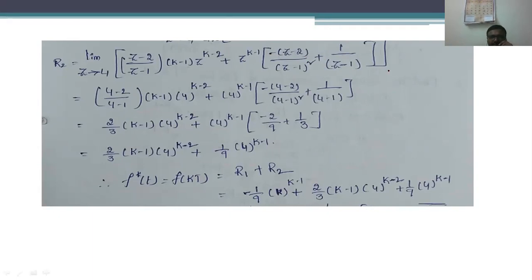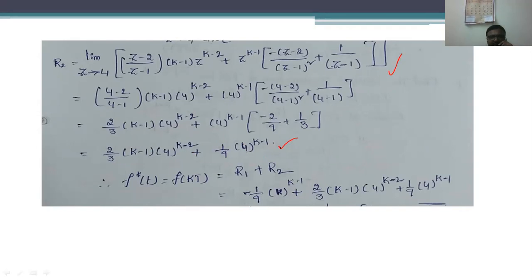After differentiating the function, we substitute the value of z equal to 4. After substituting this and after a small calculation, we get the residue for the repeated pole. R2 is nothing but 2 by 3 into k minus 1 into 4 power k minus 2 plus 1 by 9 into 4 power k minus 1.